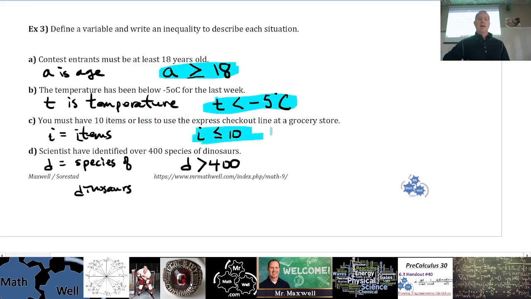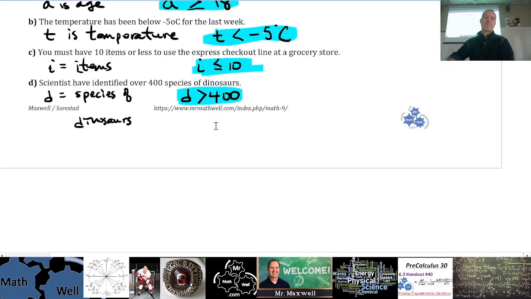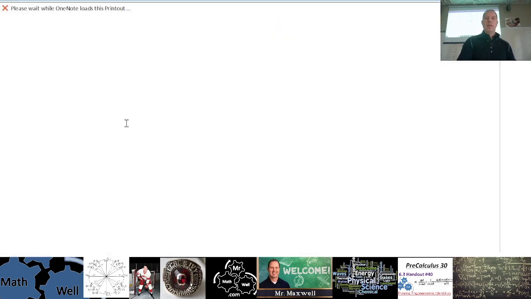Yeah. Okay. Scientists identified over 400 species of dinosaurs. So D is species of dinosaurs. It's over 400, so I'm going to go D is greater than 400. You guys okay with that? Yeah, good. Thumbs up. Right on. Okay, let's keep moving on.